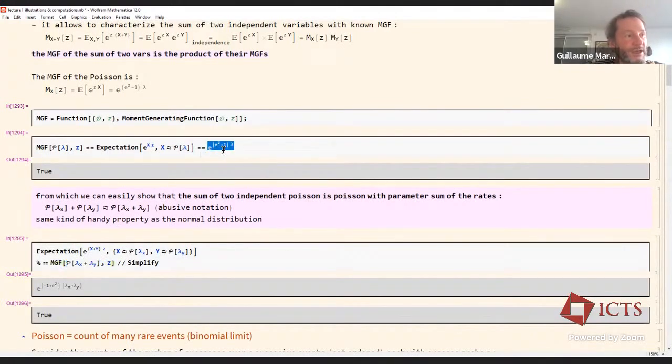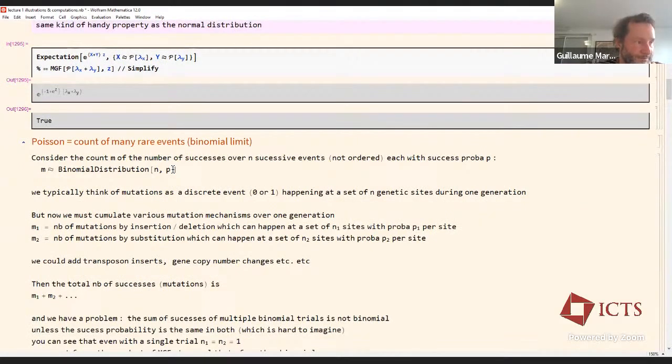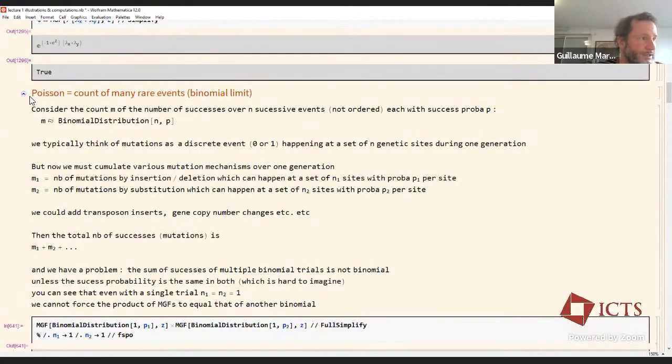The reason is very simple. You can see it here. The MGF depends on the parameter lambda by just an exponential term. So when I do the product of the two, the exponential term will factor out and become lambda 1 plus lambda 2. That means you have with the Poisson what you have with the Gaussian. When you sum up two independent Poisson counts, you get a Poisson count. And you know the parameter of this Poisson count because it's the sum of the parameters of the first two. And of course, it goes on with as many Poisson terms as you want.